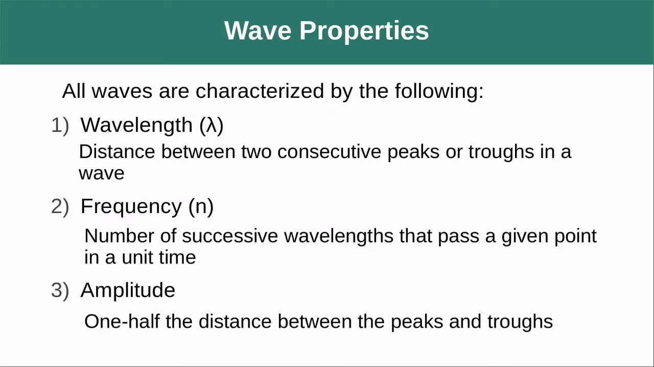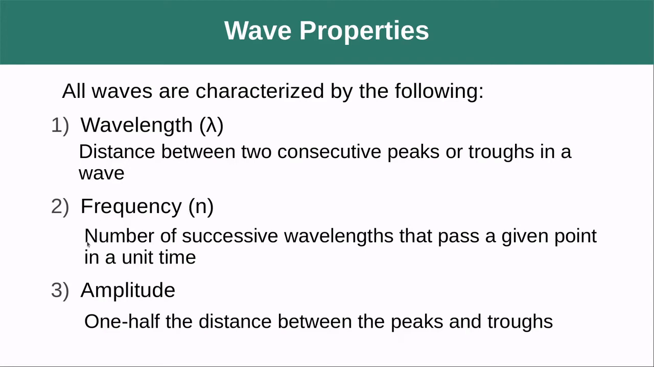How do we characterize these waves? So we've talked about a spectrum. They're all different, right? So there's different points in this spectrum. How are we going to quantify that? Well, we have 3 descriptors right here. We have the wavelength. This is the distance between 2 consecutive peaks or troughs in a wave.